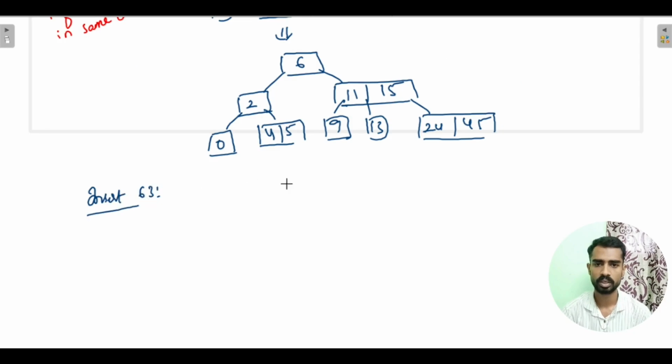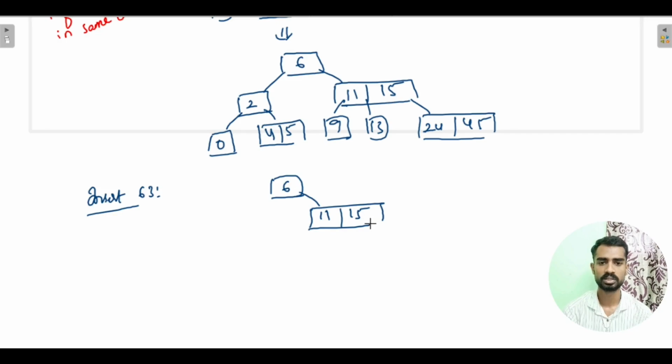Insert 63. Okay. So to insert 63, it has to go to the right side of 6, which is 11 and 15. Now again, it will be compared with 11 and 15. After comparing with 11 and 15, we will get to know that 63 has to be inserted to the right side of 15. And here we will insert 63 because this is the final leaf node in this particular subtree. So we have 24, 45 and 63 can be inserted right at this position.